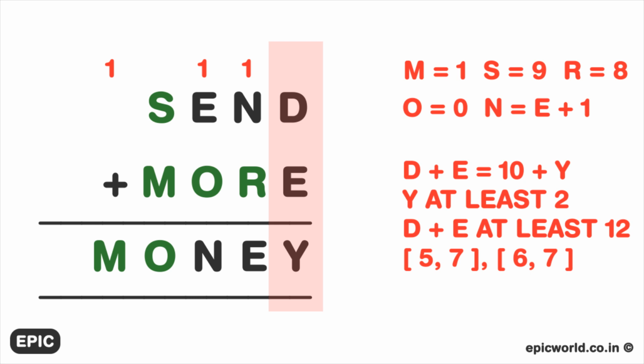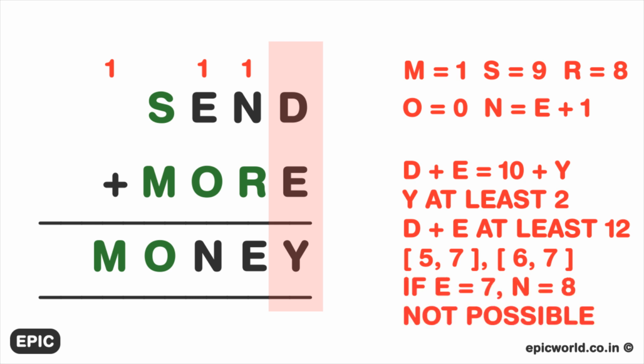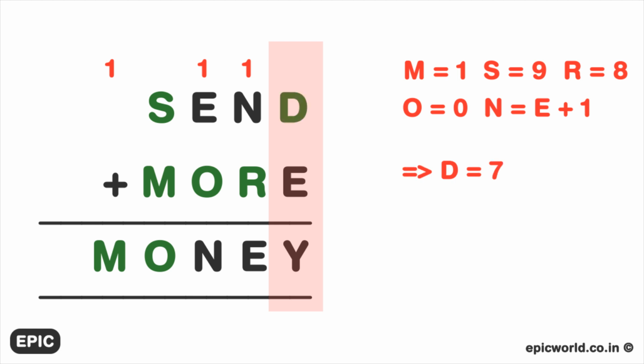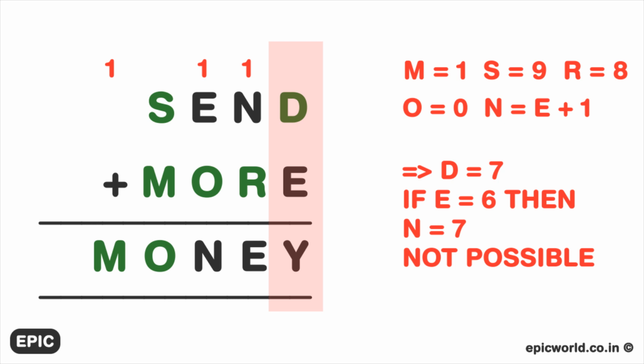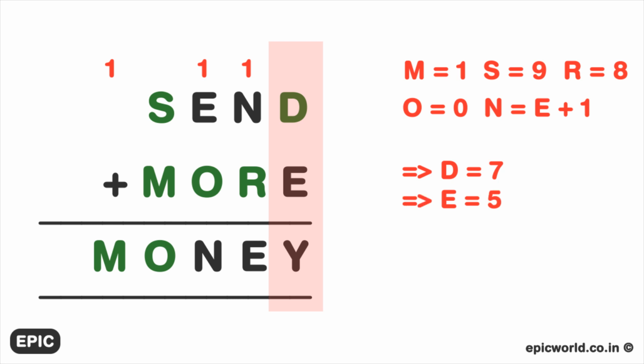We know that N equals E plus 1. If E is 7, then N becomes 8, but we know that R is 8. Which means D equals 7. E cannot be 6 because then N will be 7, but we know that D is 7. Which means E equals 5 and N equals 6. Now, D plus E equals 12, which means Y equals 2.